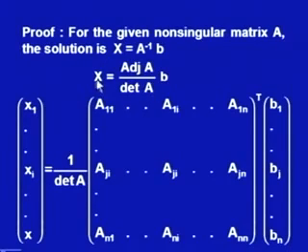On the left hand side, I have the column vector x1, xi, xn, equal to 1 over determinant A. Then I am writing the adjoint of A, and then the column vector b1, bj and bn. So, this is the matrix adjoint of A, where A11, A1i, etc. are the cofactors of the corresponding elements in the matrix A, and then we take the transpose. So, let us simplify this.